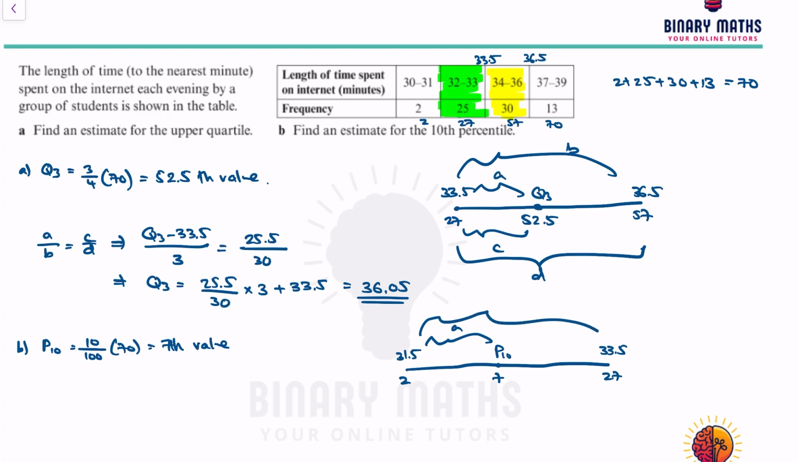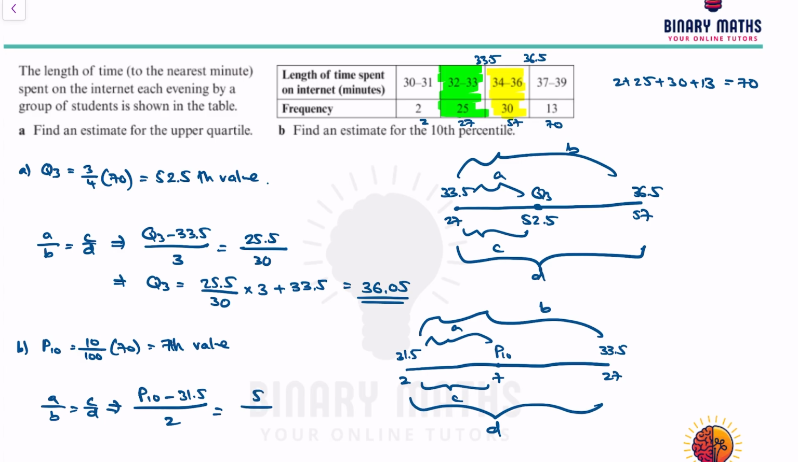So A over B is equal to C over D, which implies P10 minus 31.5 over 2 must be equal to 5 over 27 take away 2, which is 25. This means P10 must be equal to 5 over 25 times 2 plus 31.5, which gives me an answer of 31.9.